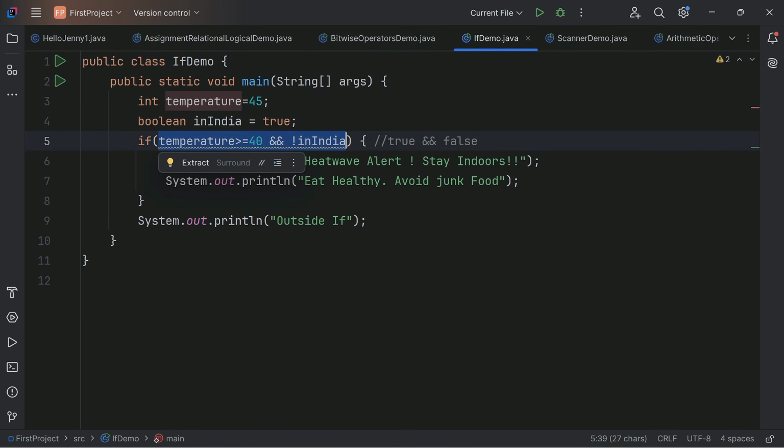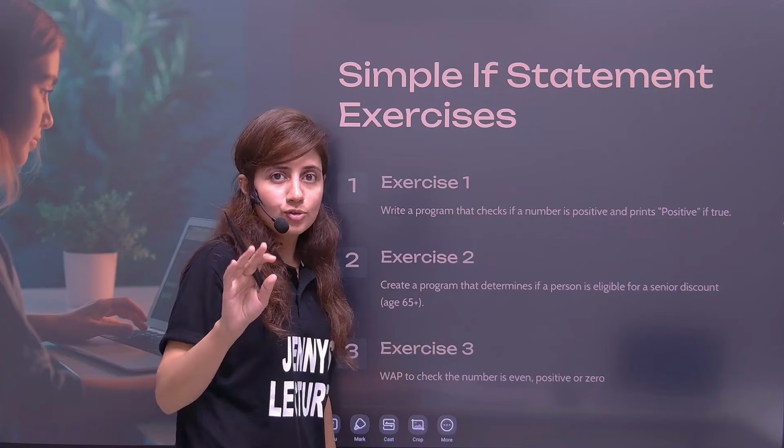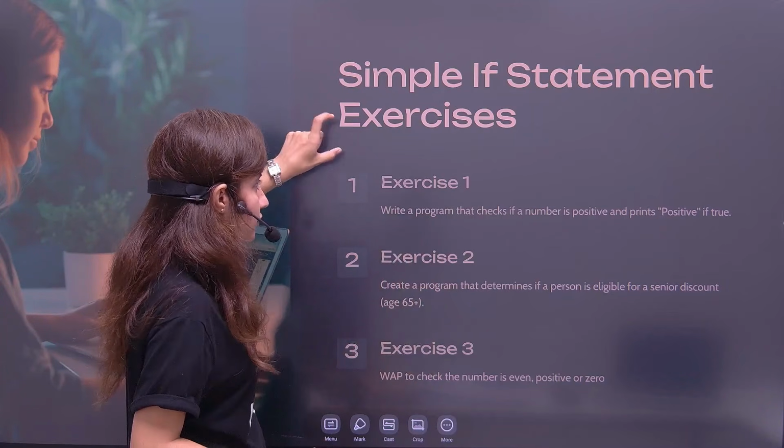You can check multiple conditions here, or one more condition with this. You can write or, and you can write 3, 4, 5, 6, many conditions within this if. It's not like you can write only one condition. But ultimately this expression would be evaluated to a Boolean value, true or false. Then only this if will work. Right? So now these are the exercises for the simple if statement.